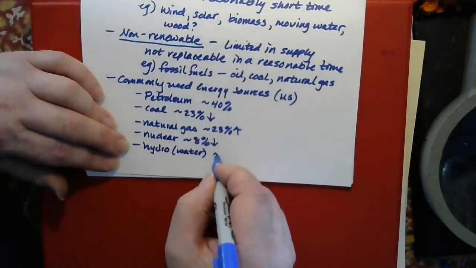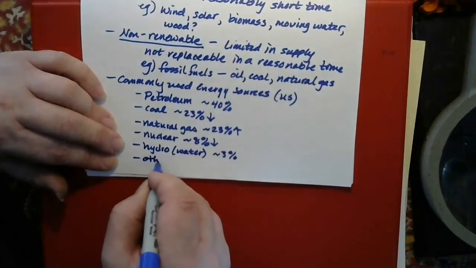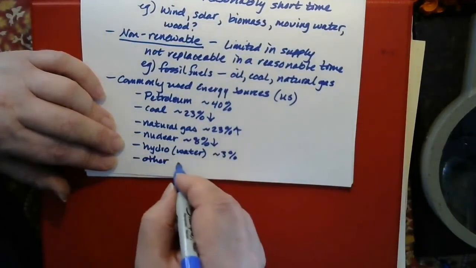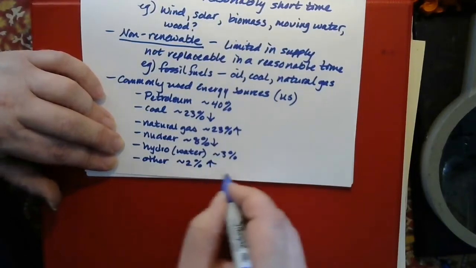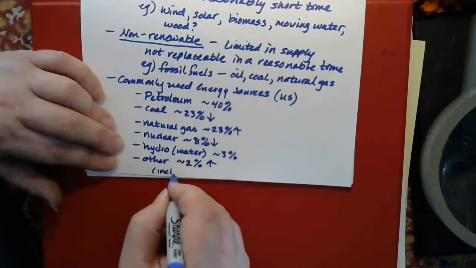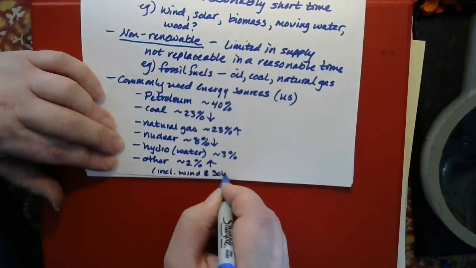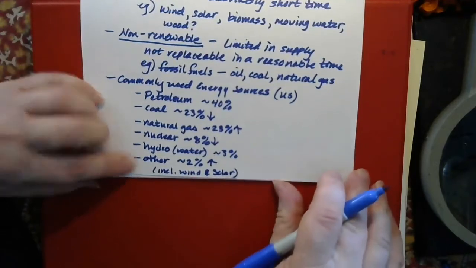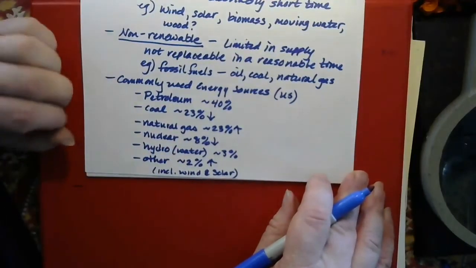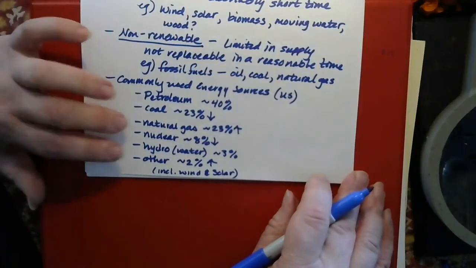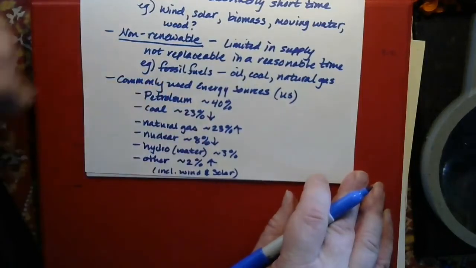Hydroelectric, would be water. That's about 3%. And other would be about 2% and headed upward, because other, in this context, would include wind and solar. So, we're expanding use of those sources of energy while reducing certain other ones.